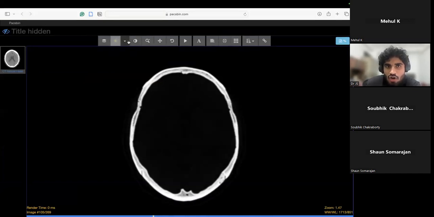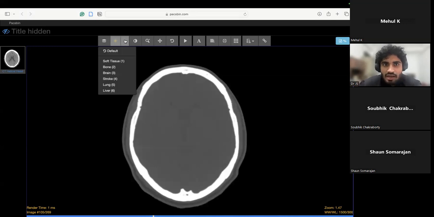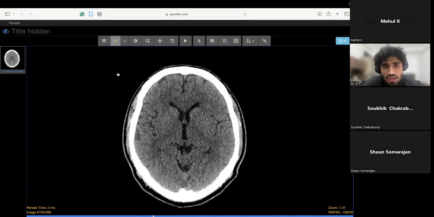Now I'll adjust it. There are already presets if I adjusted windows as well. So there are stroke window, lung window, liver window. Already there are presets available in all the packs. So based on that, you can just adjust it. So this is a brain window.